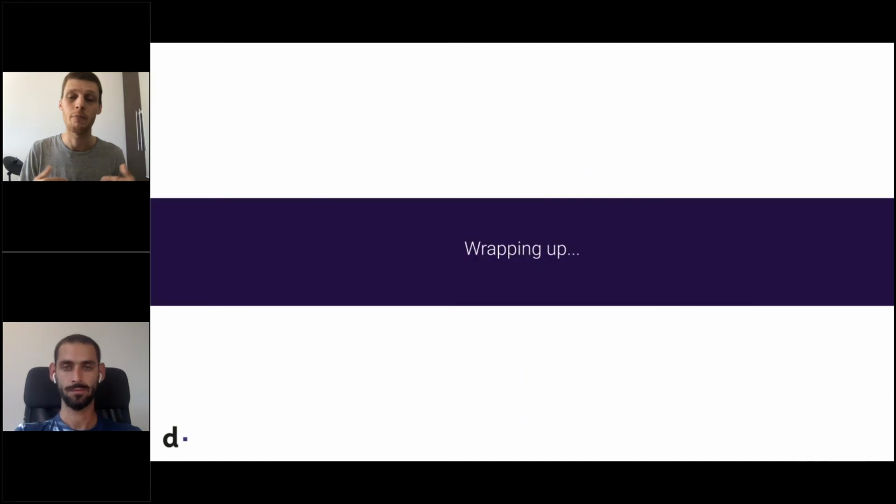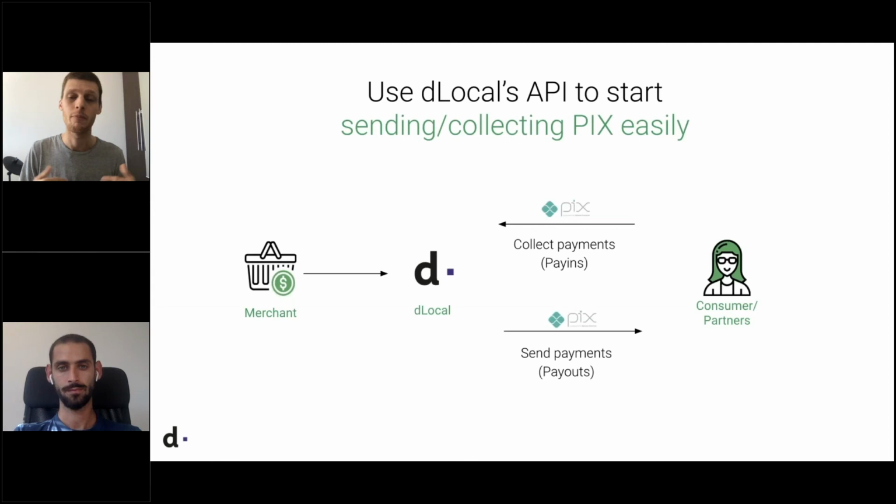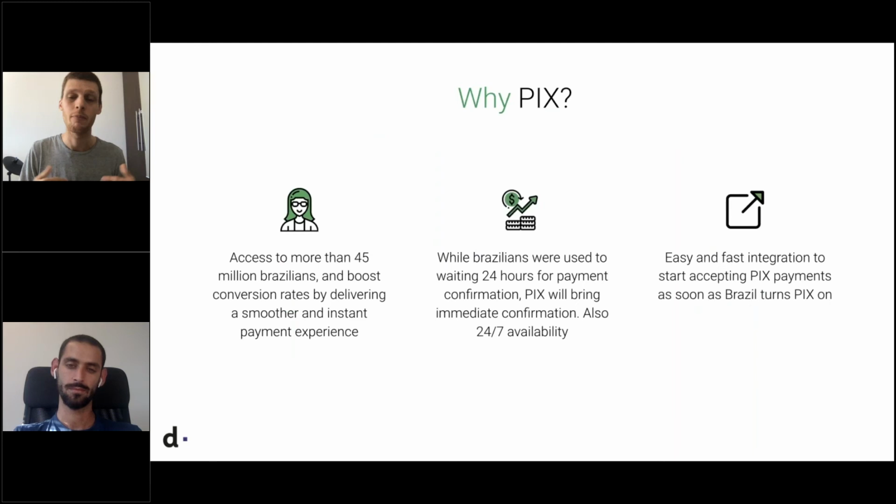So wrapping up, using dLocal, you can start sending and collecting PIX payments easily, whether it's payments and payouts. You can start working with this system. And why PIX? It's not just a new solution, but it's really a better solution. So you can access more than 45 million Brazilians and boost conversion rates by reducing friction and giving a smoother and instant payment experience.